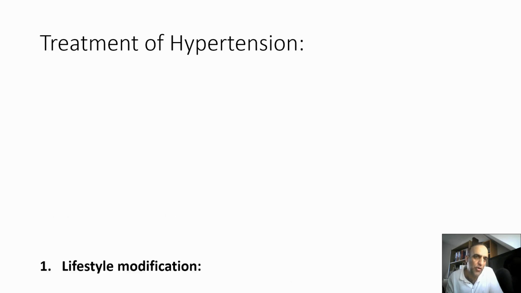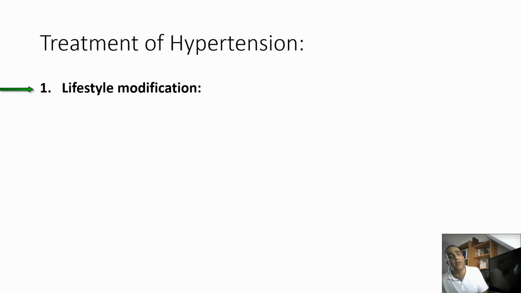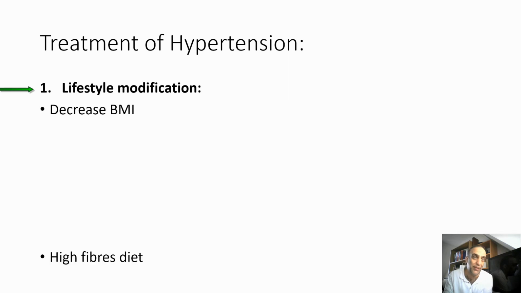For example, peripheral arterial disease can be one of the important signs of this vessel disease. Treatment of hypertension. The first treatment is lifestyle modification: decrease consumption of sodium, a fiber diet, and low consumption of fat and carbohydrate. The main purpose is to decrease the BMI, body mass index.